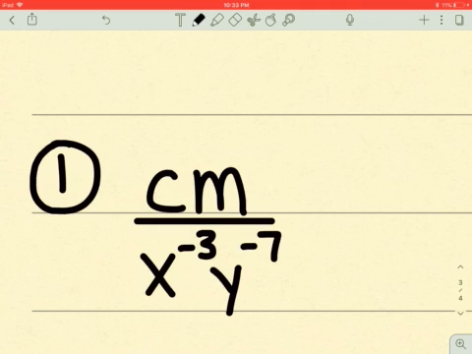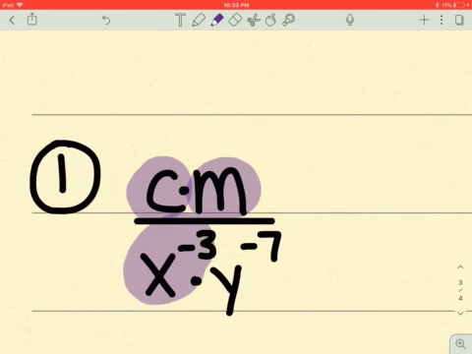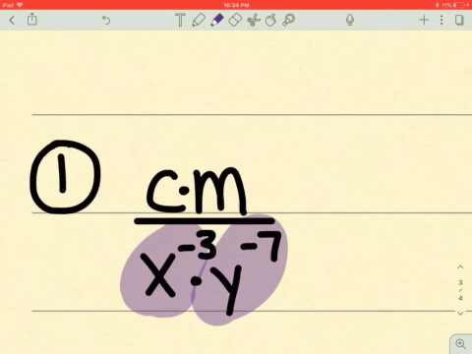is flip the side of the fraction bar they're on. So before I get ahead of myself, this is the same as c times m, and x to the negative 3rd times y to the negative 7th. So I really have 4 different terms here. But all I'm worried about are my negative terms. So here's a negative term and here's a negative term. To make these positive, all I have to do is throw them up there.